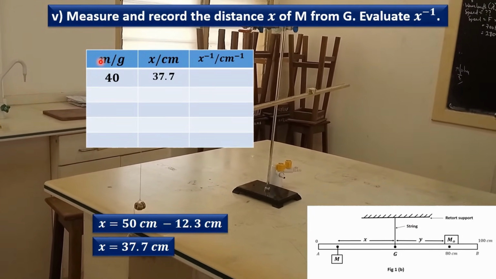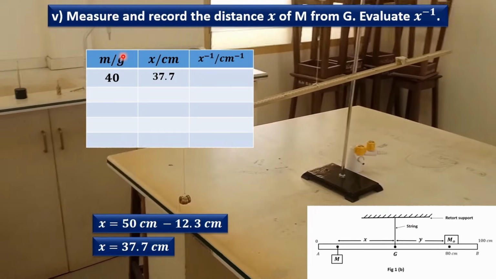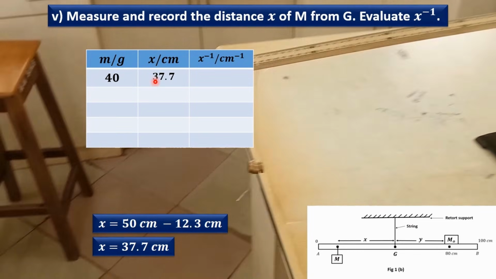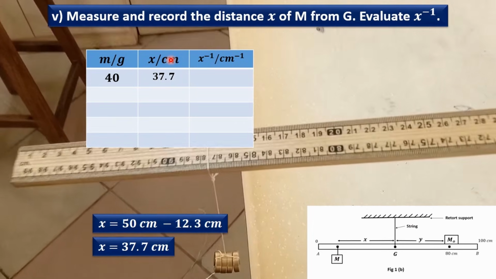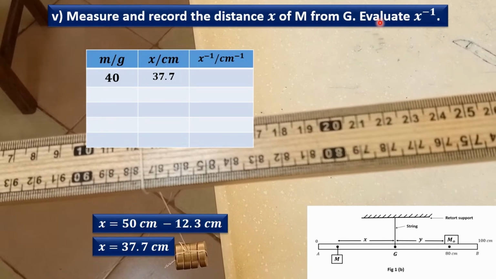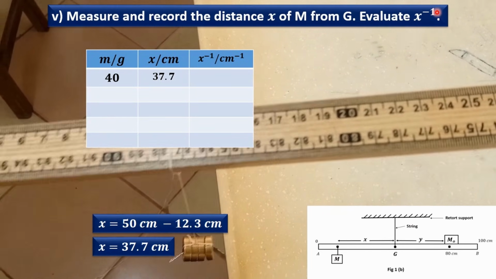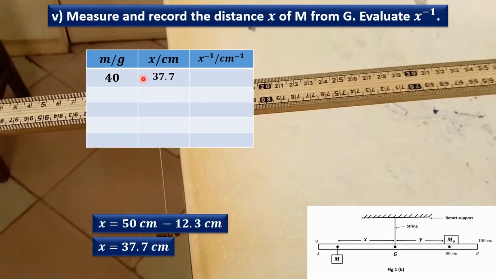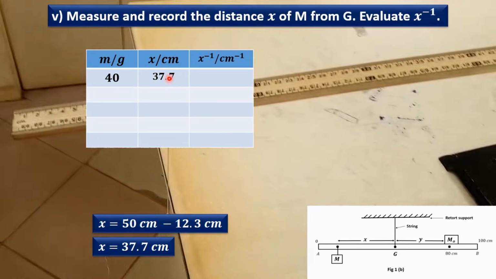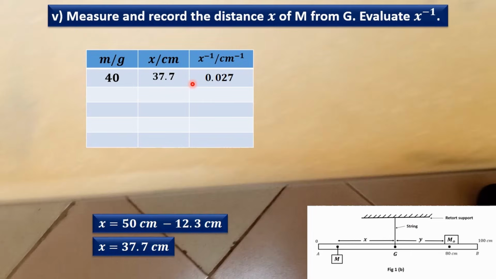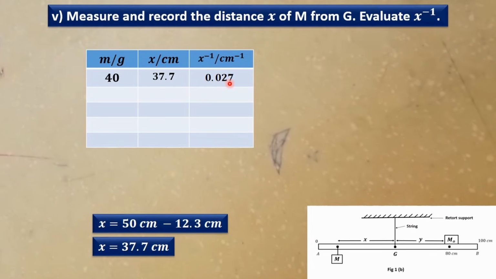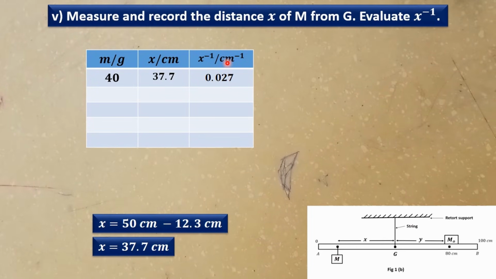So the mass is 40 grams, x is 37.7 centimeters, and we are going to evaluate x inverse. That is 1 divided by 37.7, which is 0.027 per centimeters. 1 divided by centimeters is per centimeter. So that will be the unit over here.